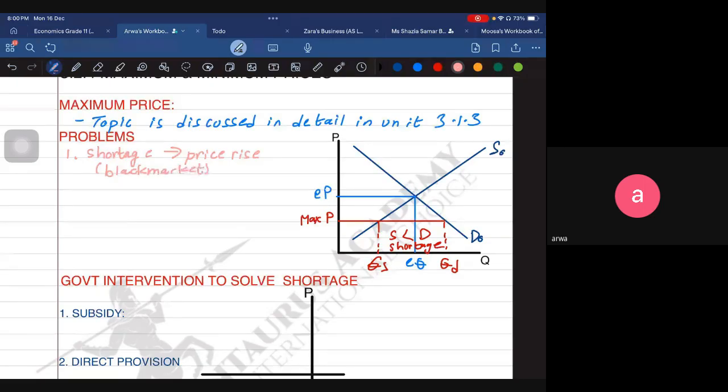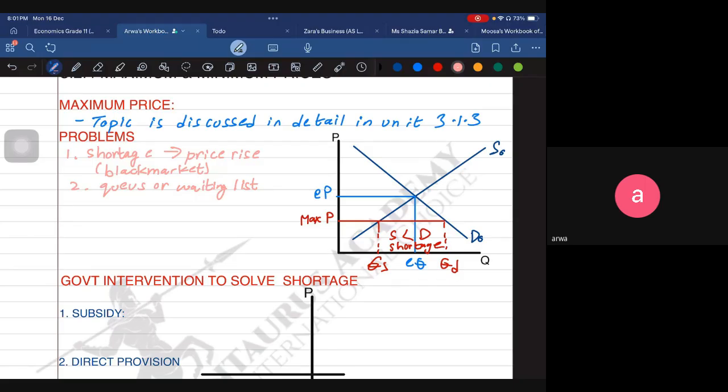So if somebody needs to buy a product and they want to have it, this problem is relating to another problem that we should have written first, but I'm going to write it now: that there are going to be long queues or waiting lists. Why? Because the prices have reduced for the essential goods.